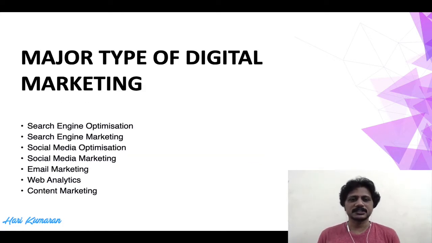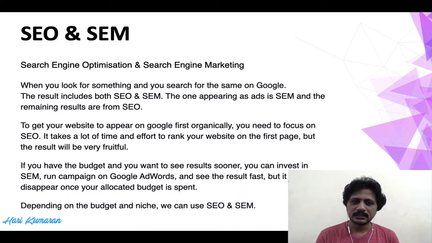The important types of digital marketing are search engine optimization, search engine marketing, social media optimization, social media marketing, email marketing, web analytics, and content marketing. These are the important ones. There are many more, but we'll talk about that later. Okay, let's get started with the first one: search engine optimization and search engine marketing.